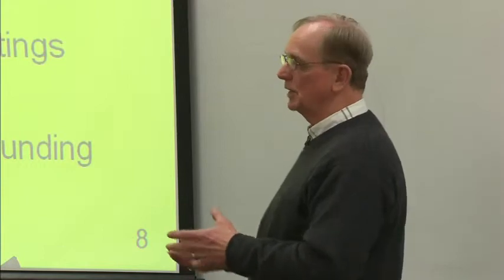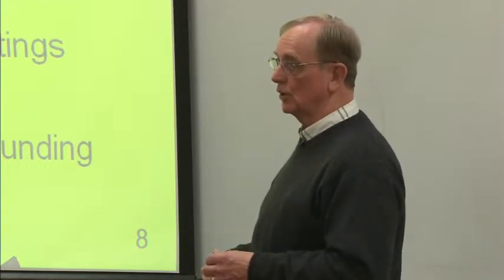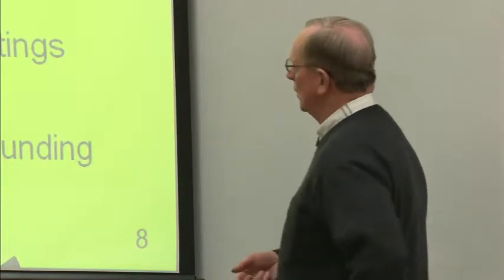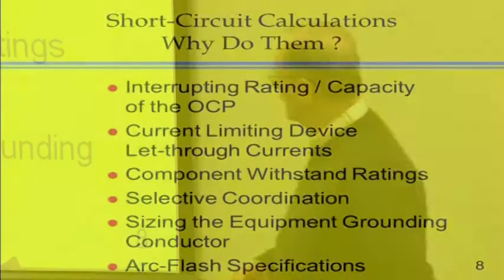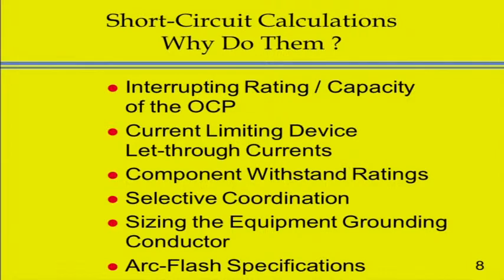So by using the current limiting device, you can limit the cost of some of the other equipment and save money that way. So we look at what the current limiting devices will do. We look at component withstand ratings, that is how much fault current each kind of component in the system can stand, every conductor, every contactor, everything that's in the system.